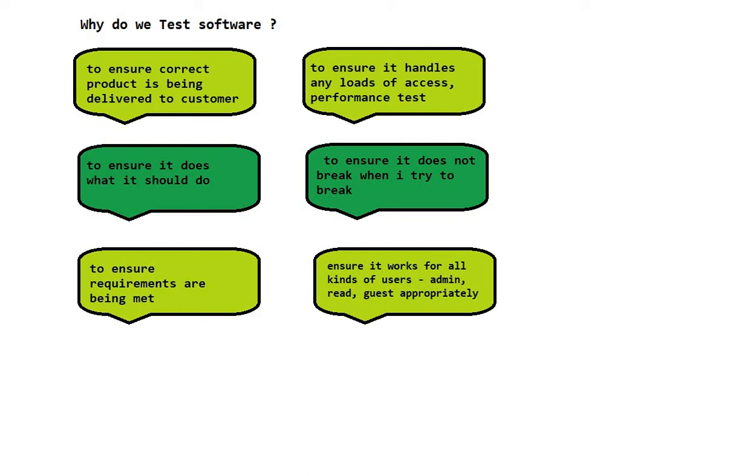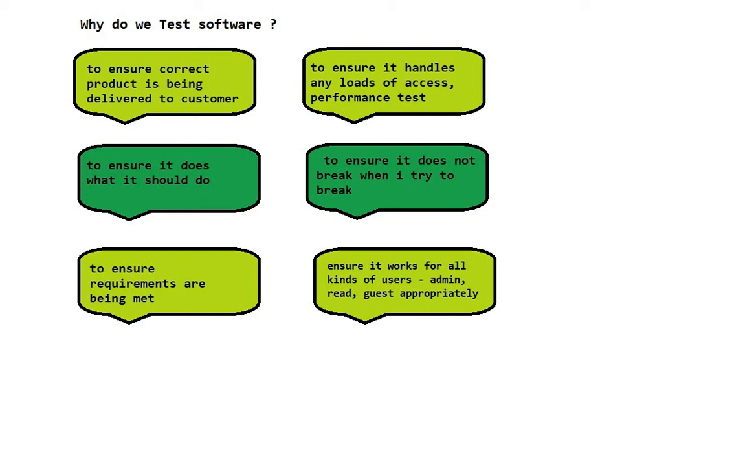You need to also ensure the requirements are being met. Requirements come from the business analyst, and you need to make sure each of the acceptance criteria that you get from the requirement document or the user stories. You have to ensure each of these requirements are met in that product being delivered.